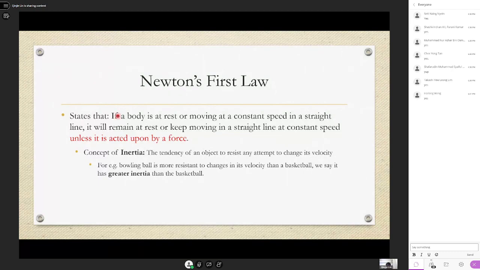Textbook definition. It states that if a body is at rest or moving at constant speed in a straight line, it will remain at rest or keep moving in a straight line at constant speed unless it is acted upon by a force. When I say textbook definition, this is a long definition trying to describe the first law, but there is no need to memorize this kind of statement. If you had taken Cambridge O levels, A levels, that kind of thing, they would want you to memorize.